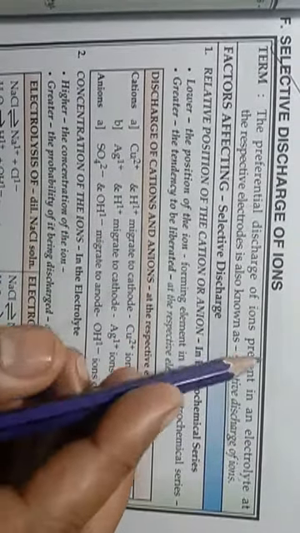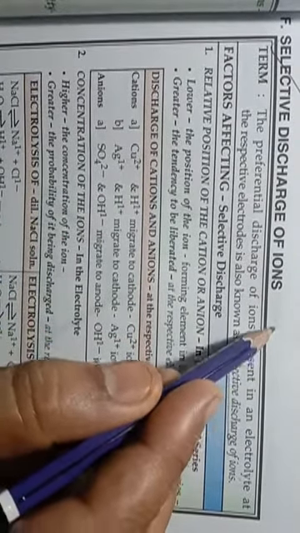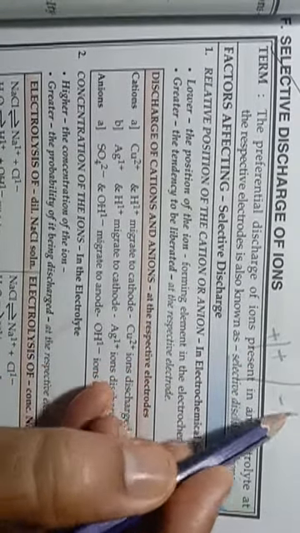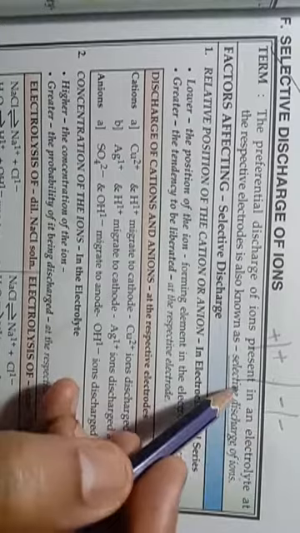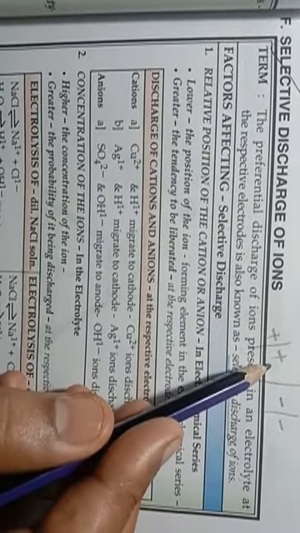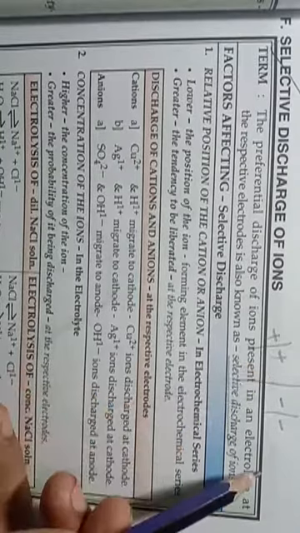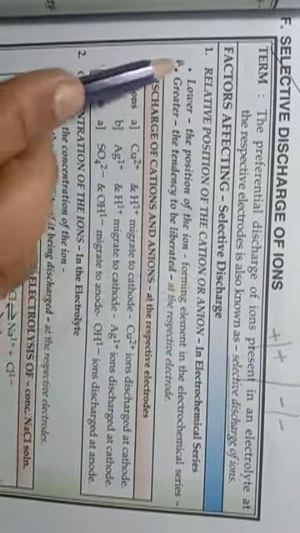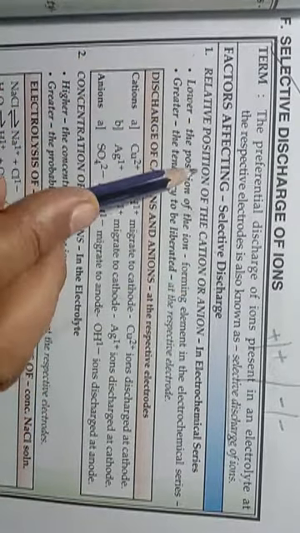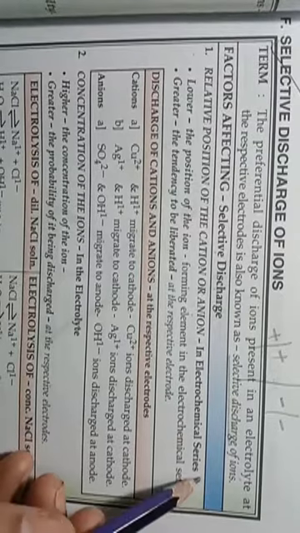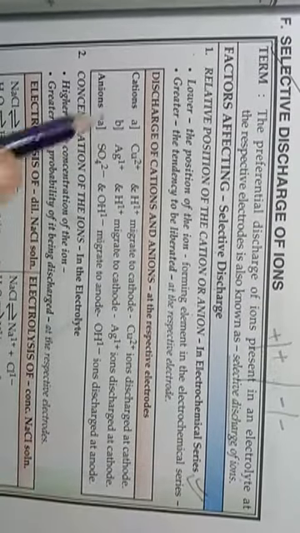So if in any electrolyte more than one type of positive ions or more than one type of negative ions are present, then in this condition preferential discharge will take place of a particular ion. Okay, students, factors affecting selective discharge. First factor is relative position of the cations or anions in electrochemical series, and it is the most important factor.